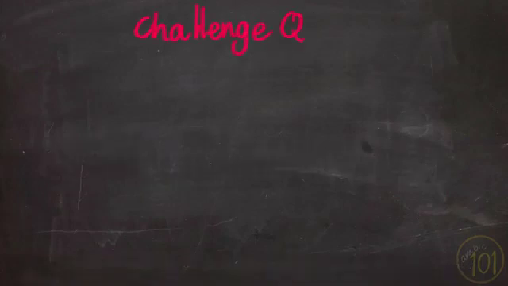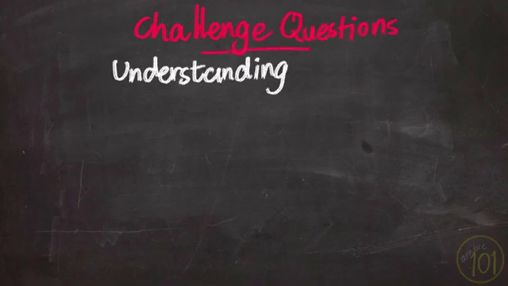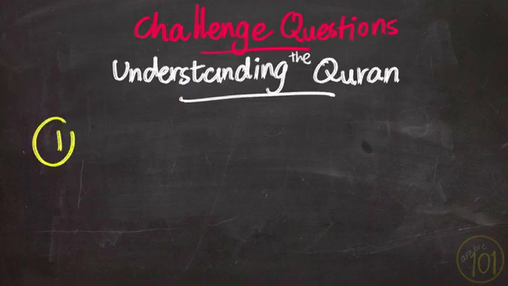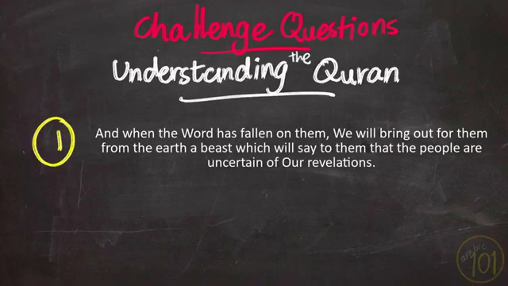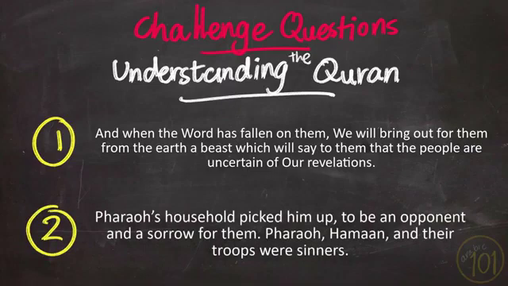And now it's time for the challenge questions of this episode. Today's questions are also from the 20th juz. The first question: and when the word has fallen on them, we will bring out for them from the earth a beast, which will say to them that the people are uncertain of our revelations. The second question: Pharaoh's household picked him up to be an opponent and a sorrow for them. Pharaoh, Haman, and their troops were sinners.